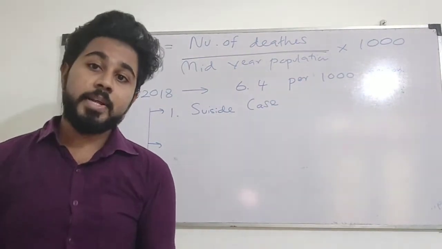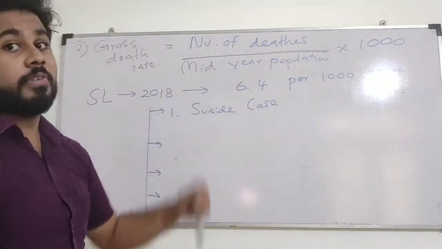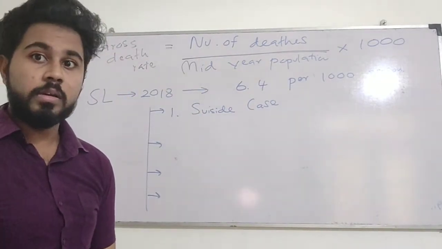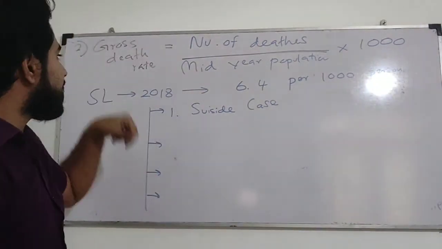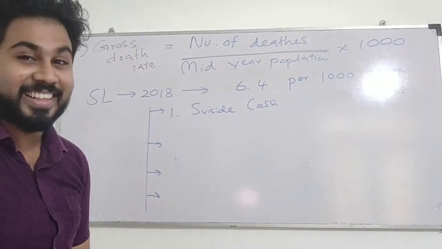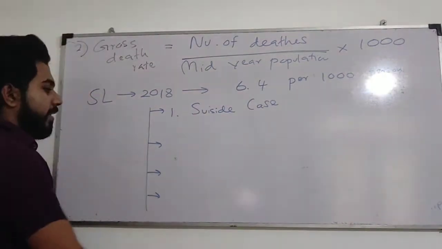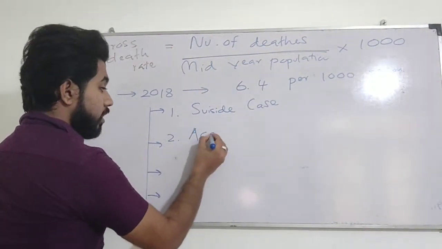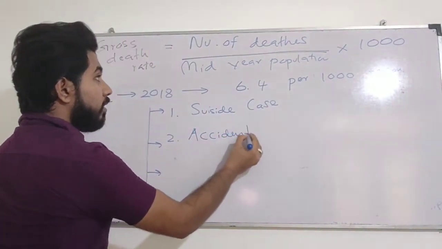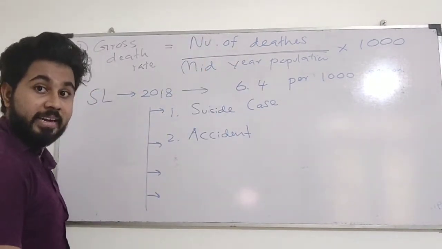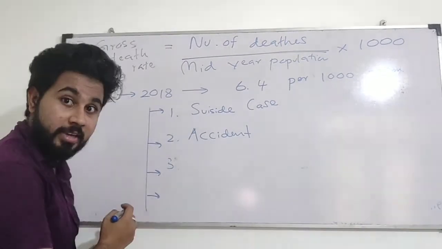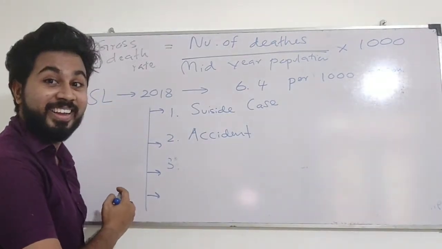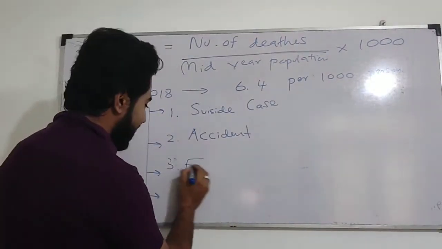If suicide cases increase, what will happen to the number of death cases in Sri Lanka? Yes, it will increase rapidly, and it will increase gross death cases or death rate. Next one, accidents. If accidents go up, the number of deaths will increase and death rate will go up. And the next one, COVID-19. What is COVID-19? That is epidemic.